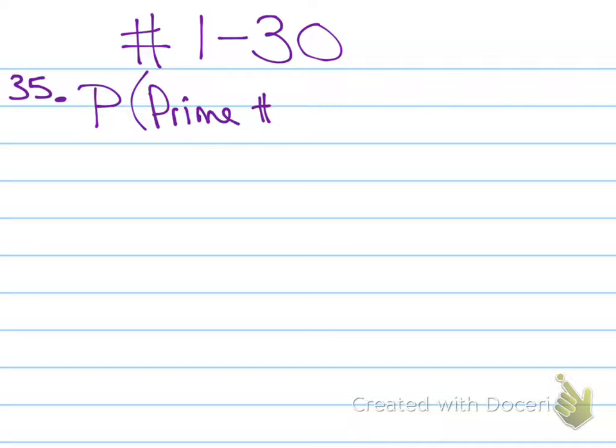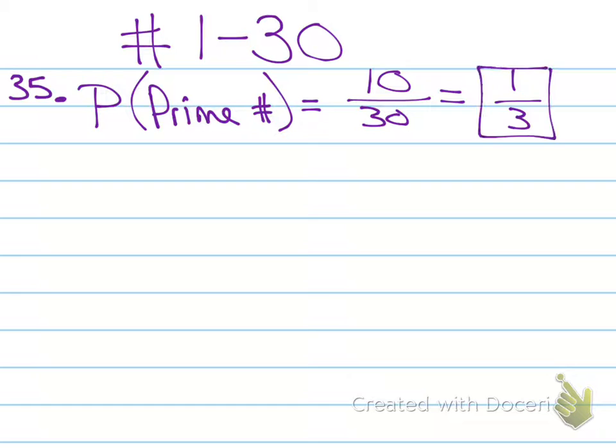Okay, so now let's say we have numbers 1 through 30. Here we have a stack of cards numbered 1 through 30. Are you paying attention? What is the probability that you would draw a prime number? All right, find that ratio. How many prime numbers are there? Nope. 10. Very good. 10 prime numbers out of 30 possible would be 1 out of every 3 cards drawn would be a prime number.